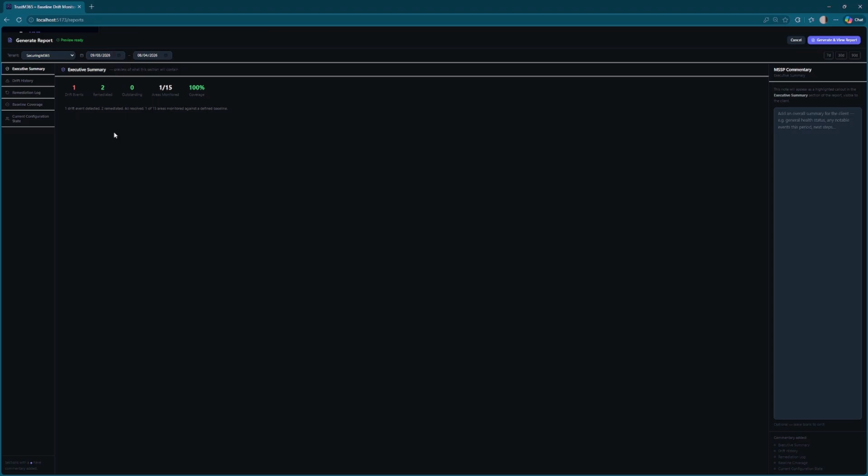We can see here that we've had one drift occur, the two remediations, which were both the property level restore and the resource level restore, that there is 0 outstanding, there is 1 monitored area over a possible 15, and that there is 100% coverage associated to those areas where a baseline exists.